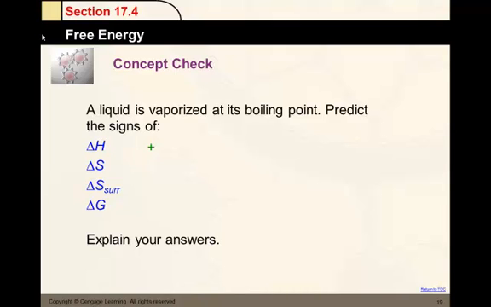What's happening to the system in delta S? Liquid to gas, more random. The particles are able to move more freely as a gas. If the particles are moving more freely, the surroundings must be losing randomness. And delta G is 0 here because it is at the boiling point, which is true. Delta G is at equilibrium.